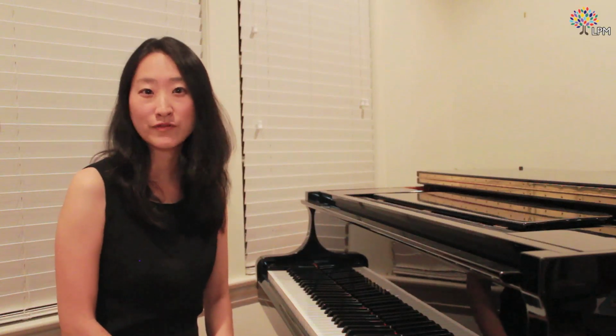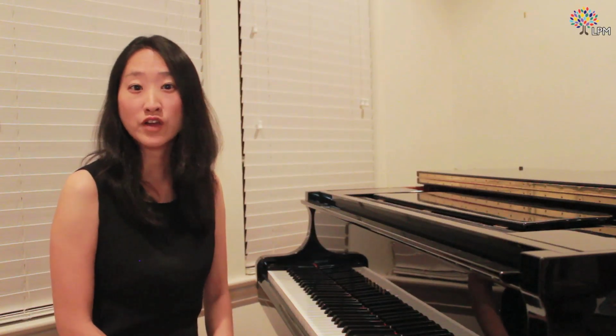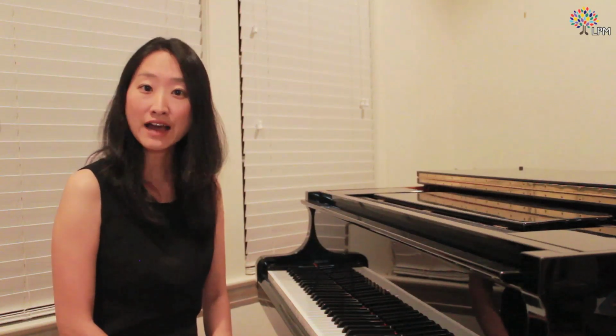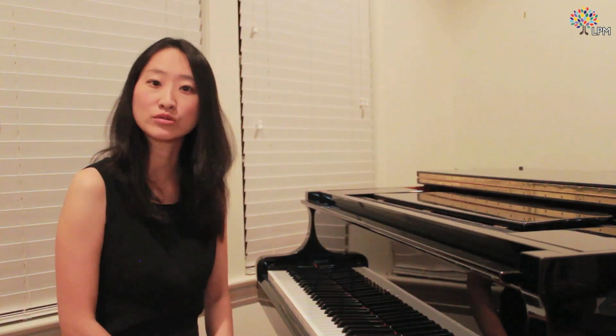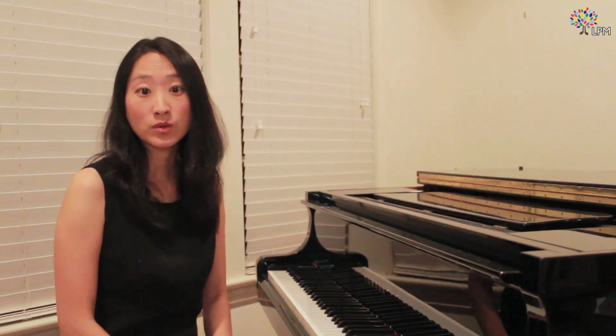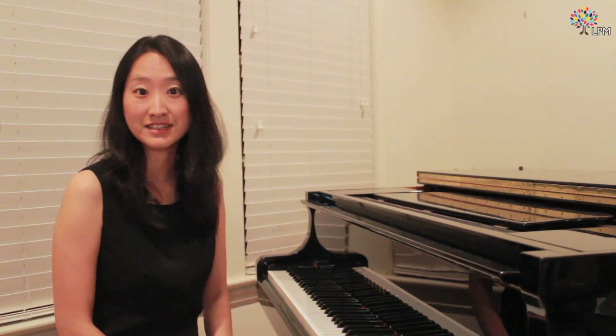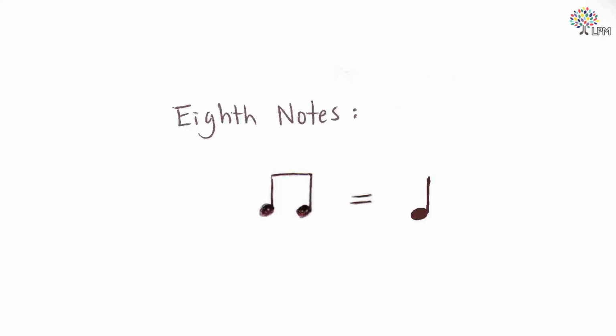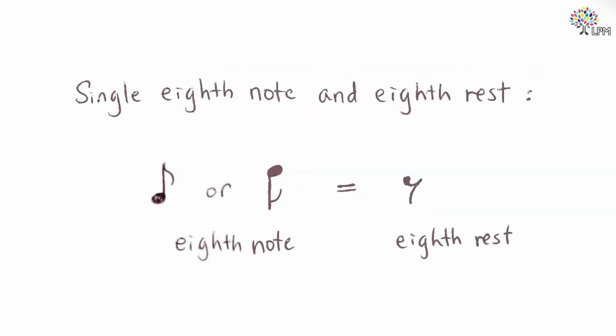If you remember from a few lessons back, we talked about the four basic note values: quarter note, half note, dotted half, and whole note. Today, we'll add two more note values to that list: eighth note and dotted quarter note. Two eighth notes are played in the time of one quarter note. One single eighth note looks like this. Eighth rest has the same duration of silence as eighth note.